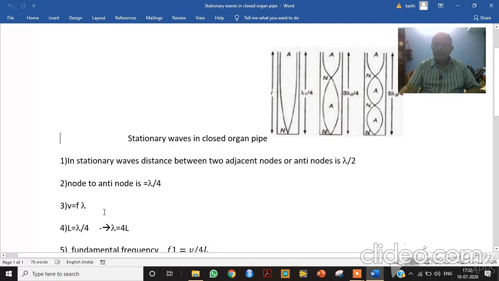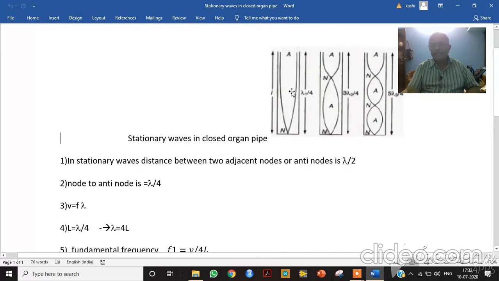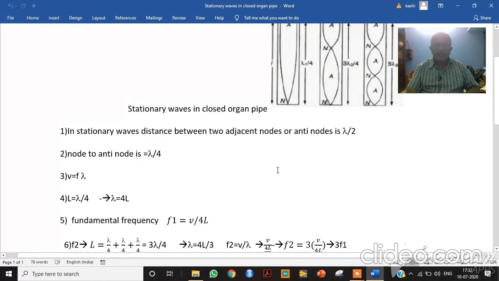You know V is equal to F lambda. This is very important. V is equal to F lambda. Observe the first case. In this, the total length of the organ pipe is covered with one antinode and one node. Here A indicates antinode and N indicates node. The distance between antinode and node is lambda by 4. So this L becomes lambda by 4.